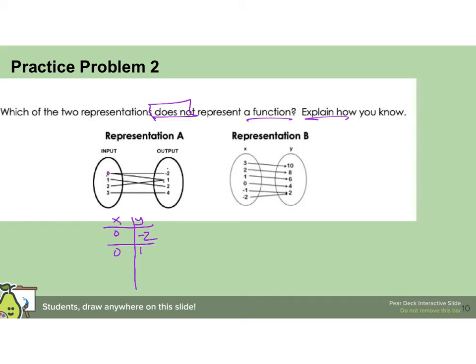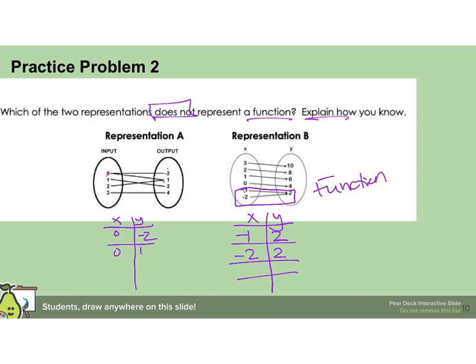For B, 3 goes to 10, 2 goes to 8, 1 goes to 6, 0 goes to 4, -1 goes to 2, -2 goes to 2. So this one, if I have x and y, the one that looks weird to me is this. So I'm going to put that in a table. I would have -1, 2, and -2, 2. So the x does not repeat. The y does. I don't care about the y's. So B is a function, but they ask for which one is not a function.